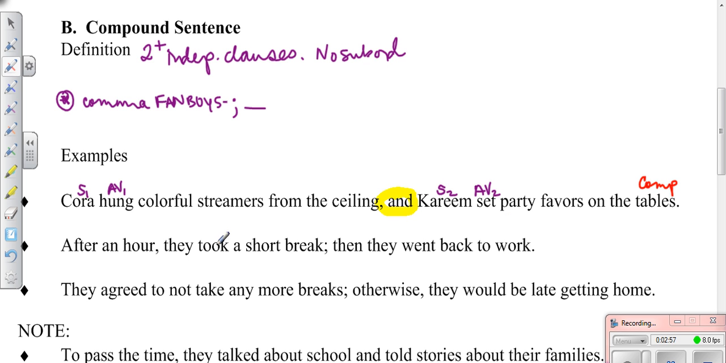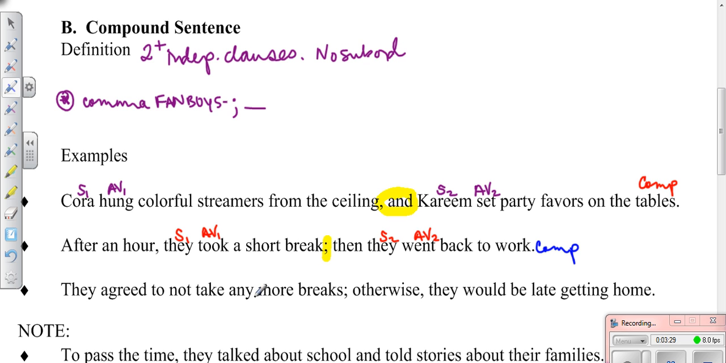and so that makes this a compound sentence. After an hour they took a short break; then they went back to work. So action verb took, who took, they took. Went, action verb, who went, they did. I have a semicolon, I have two subject-verb pairs. Then they went back to work can stand alone. After an hour they took a short break can stand alone. That makes this a compound sentence.